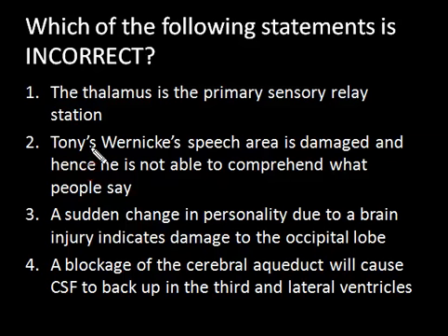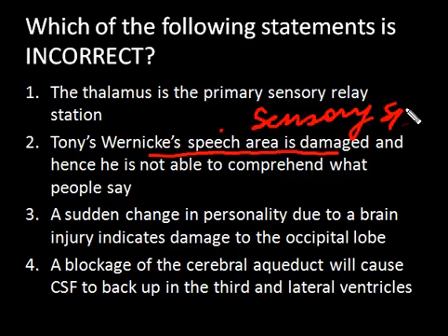Let's look at the next one, which says Tony's Wernicke speech area is damaged and hence he is not able to comprehend what people say. Now Wernicke's speech area is sensory speech, and this is present in both the parietal and the temporal lobes. Sensory speech means the ability to understand what people are saying, and therefore when you understand, your replies are coherent. If Wernicke's speech area is damaged, obviously he'll not be able to comprehend, meaning understand, what people are saying. So this is a true statement.